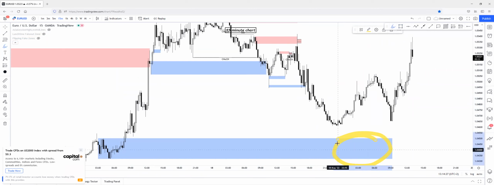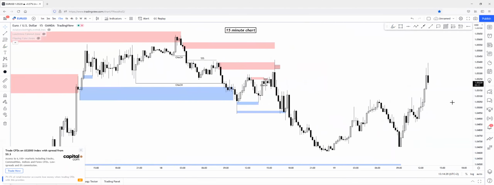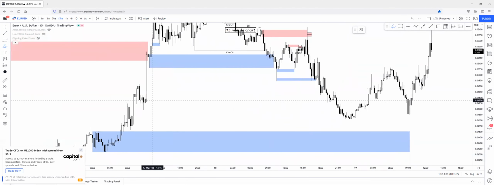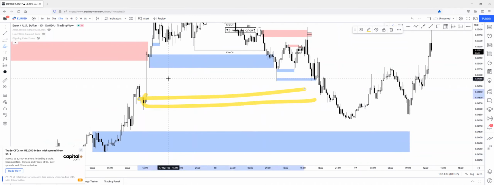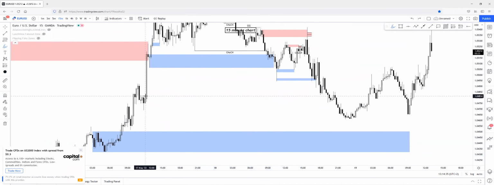Actually, the 4-hour demand zone hasn't been tapped yet, but price has broken below some of the last recent demand zones down here, as you can see. And some of you have asked why this isn't a demand zone and why it won't hold price.